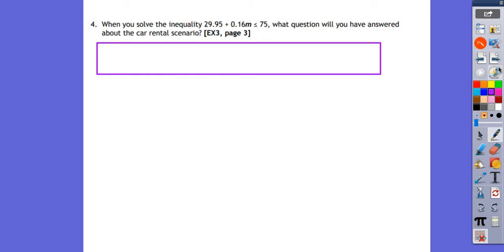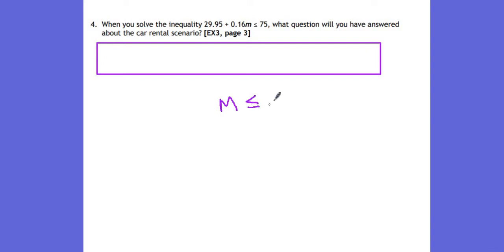So it says, what question will you have answered about the car rental scenario if I was to solve that problem? This is not the correct answer, but I'm just going to say I got the answer of M is less than or equal to 275. What is that going to tell me about that situation? What did M stand for? Miles. So what is that telling me? What is less than or equal to 275?